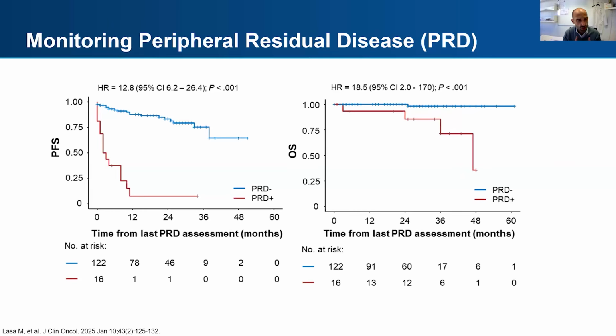What we showed, and you can see here, is that when we use this technique in patients who were either under maintenance or observation after maintenance, we detected PRD, peripheral residual disease, in approximately 10% of patients. And as you can see in the slide, the detection of PRD was significantly associated with inferior progression-free as well as overall survival.